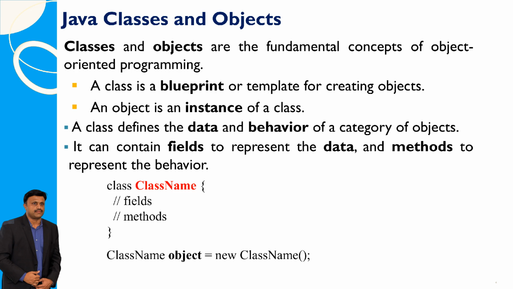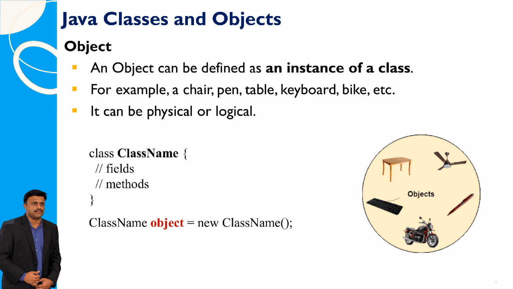A class serves as a blueprint or template for creating objects, defining the data and behavior for a category of objects. An object is an instance of a class, which encompasses fields to represent data and methods to define behavior. An object represents a tangible or abstract entity such as a chair, pen, table, keyboard, or bike. It can be either a physical item or a conceptual construct.